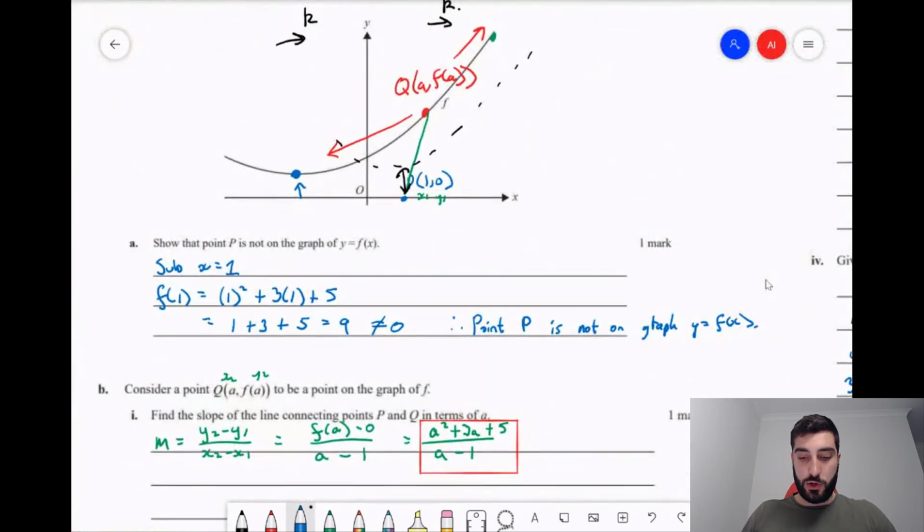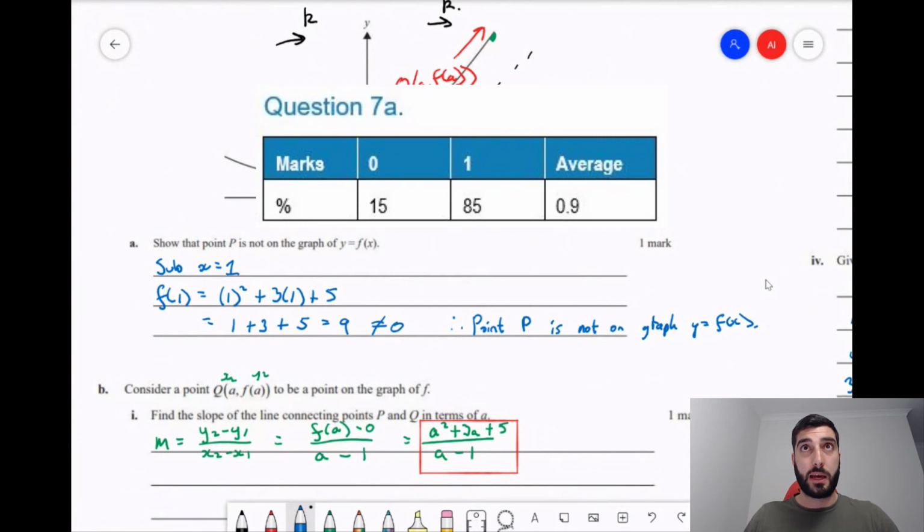So question A here was answered pretty well, 85% getting the mark. Some of the notes from the examiners read: some students would simply do the substitution, but they didn't explain the relevance, so they didn't get the mark. That would suck, right? If you do this step, but you don't state that point P is not on the graph. So you do need to include this sentence here.